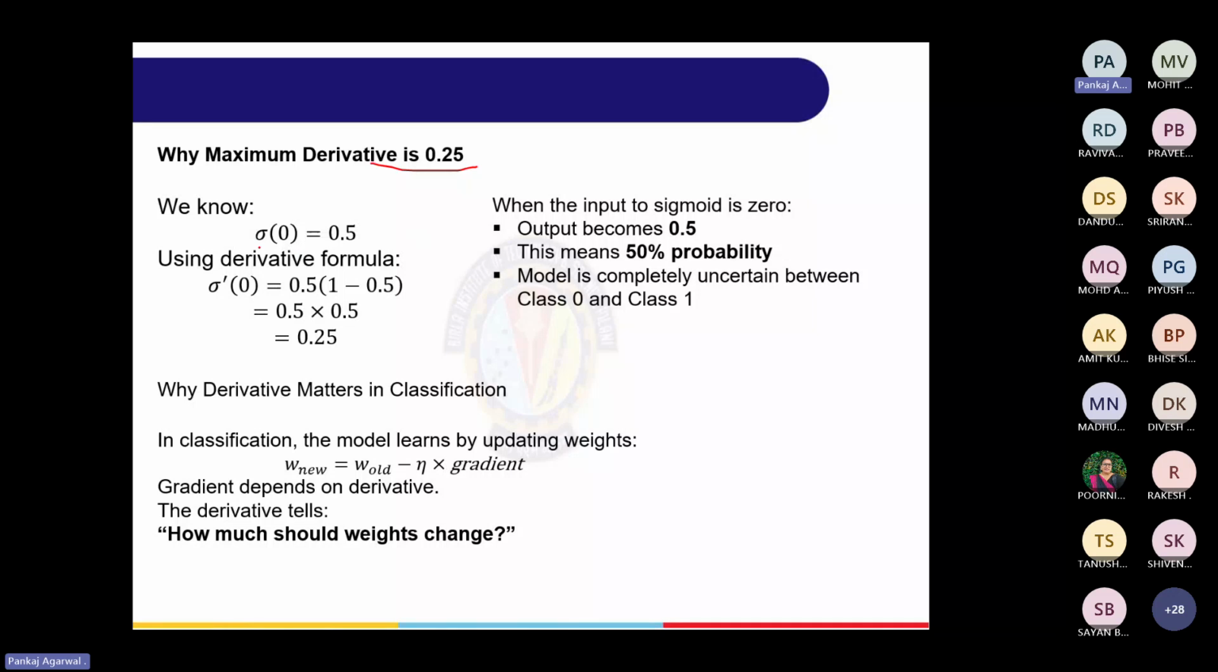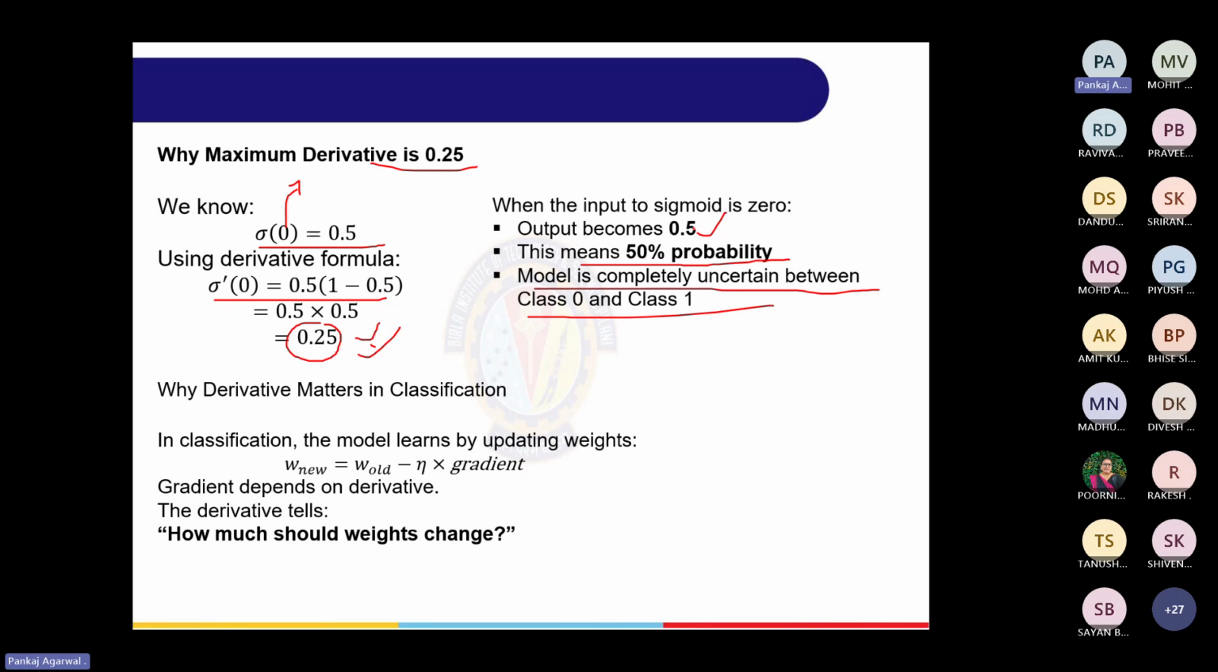So we know that if I give an input of 0 to a sigmoid, it would result in 0.5. But when I do a derivative of it, it would result in 0.25. So you must know from where this particular 0.25 came in. When the input to the sigmoid is 0, we always get 0.5. It means what? A 50% probability. The model is completely uncertain about class 0 or class 1, for example.